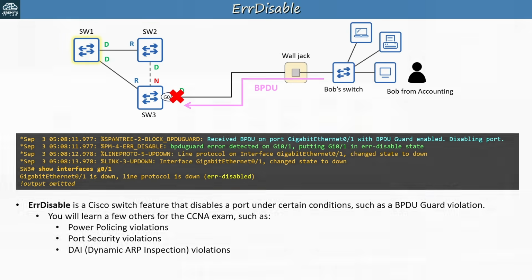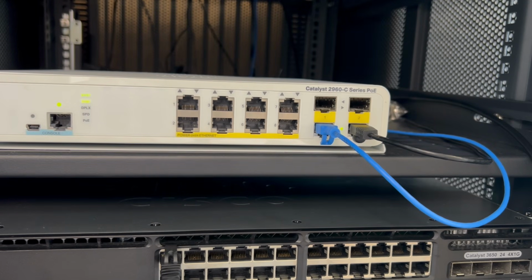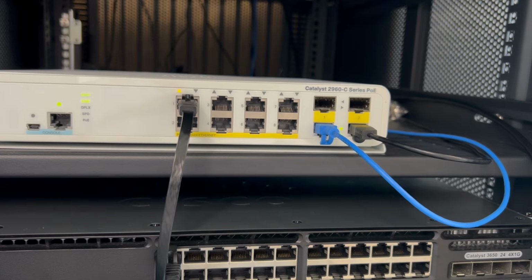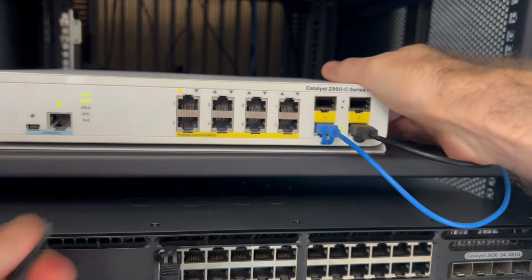Let's see BPDU Guard in action on a Cisco switch. I've configured PortFast and BPDU Guard on port 1 on the left of the top switch. Below it is another Cisco switch, so let's connect them. Notice that the link light turns solid amber right after connecting it. That means the port has been err-disabled due to BPDU Guard. It can't send or receive data.